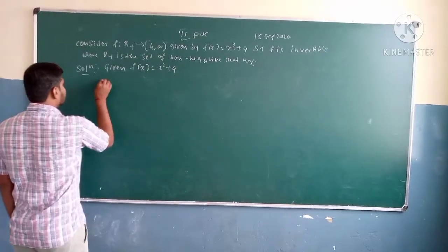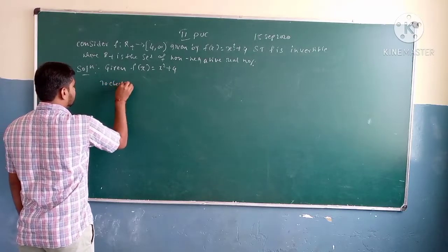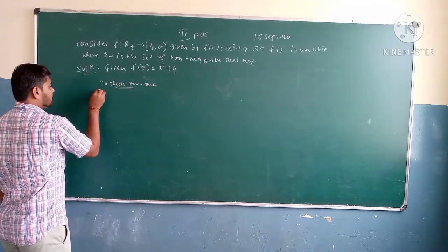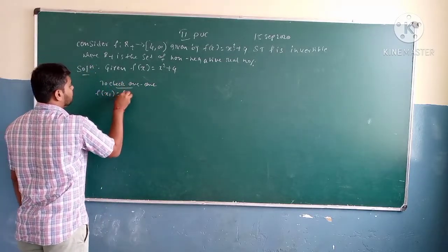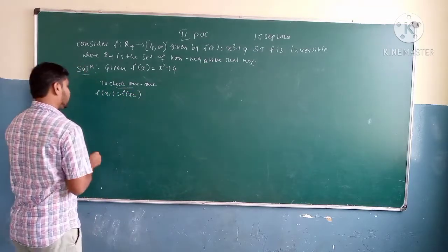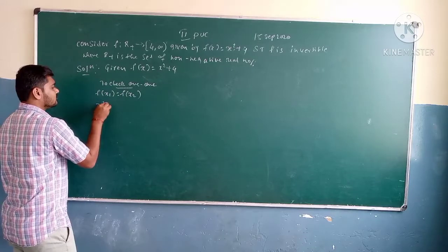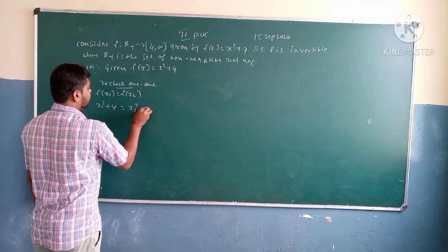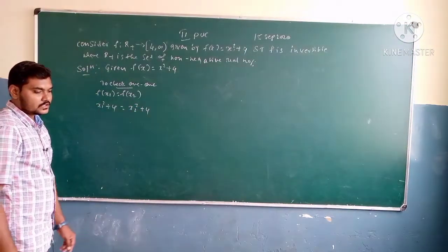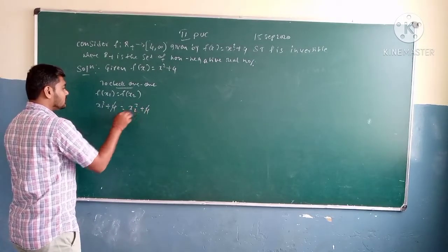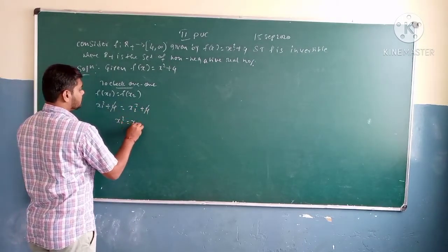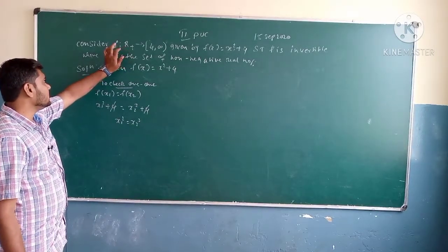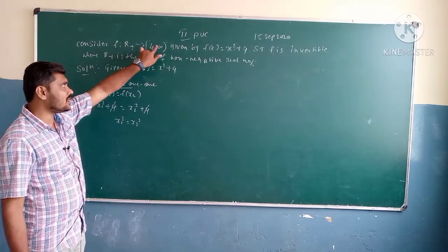So to check one-one, here f of x1 is equal to f of x2. f of x1 is x1 square plus 4, which is equal to x2 square plus 4. So here the 4 is going to be cancelled, so it's going to be x1 square is equal to x2 square. Clear? So observe the domain given in the function. f is going from R plus to [4, infinity).